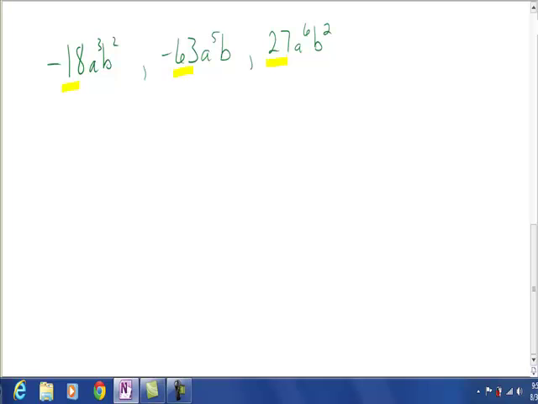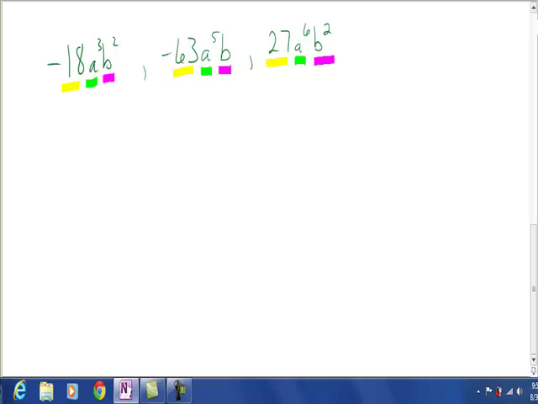Let's take the 18, 63, and 27, and we'll consider that as one part, the whole number part. And then we're going to take the a's. We've got a cubed, a to the 5th, a to the 6th. We're going to try to determine what's the greatest common factor among those. And then we've also got the b's, which we will consider separately. So if we take those 3 parts, take the greatest common factor of each part, then we'll smush it together and we'll have a final answer. The a's and b's are actually the easy part, so let's start with the numbers.